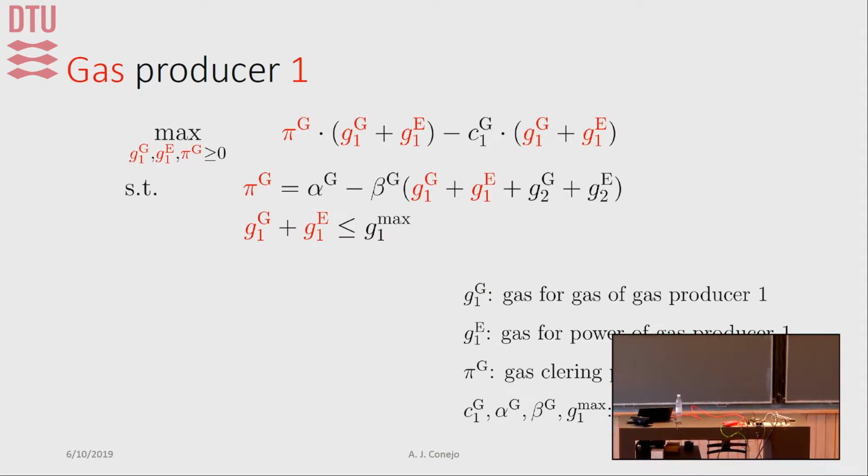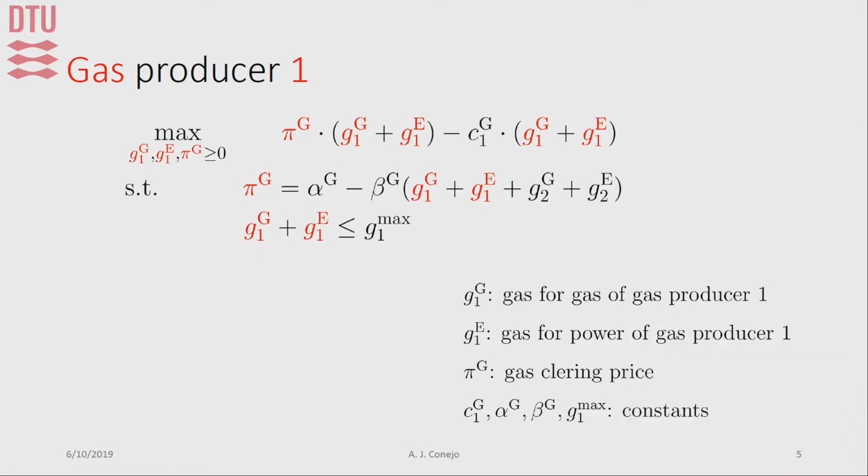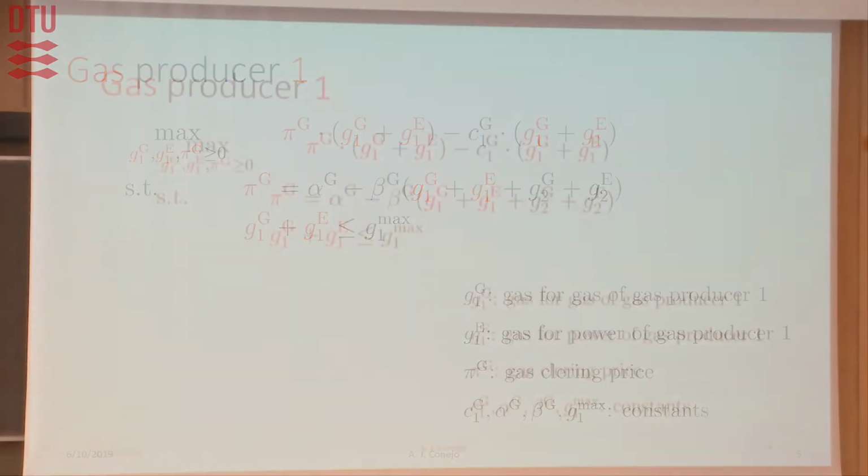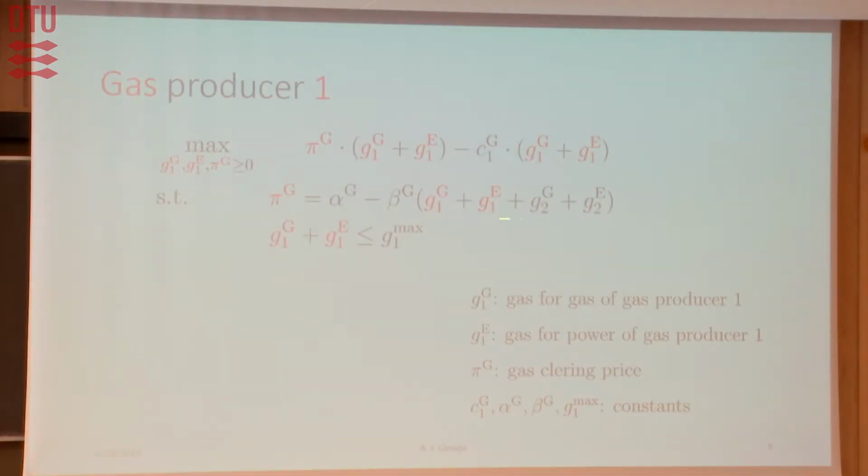I'm using a Cournot type of analysis here. Let's say that we have a gas producer number one. This gas producer number one is producing some gas for the actual supply of the gas demand, and this is the gas for electricity demand. And then we have a price of gas. For simplicity in this example, I'm going to assume that the price of gas is not a dual variable, which would make things a little more complicated, but follows a Cournot type of rule.